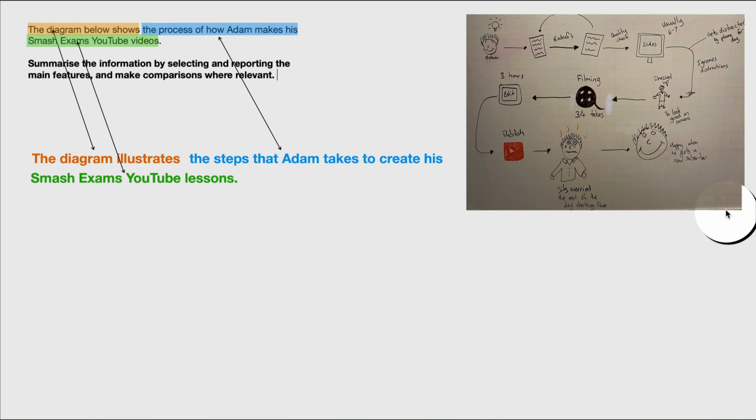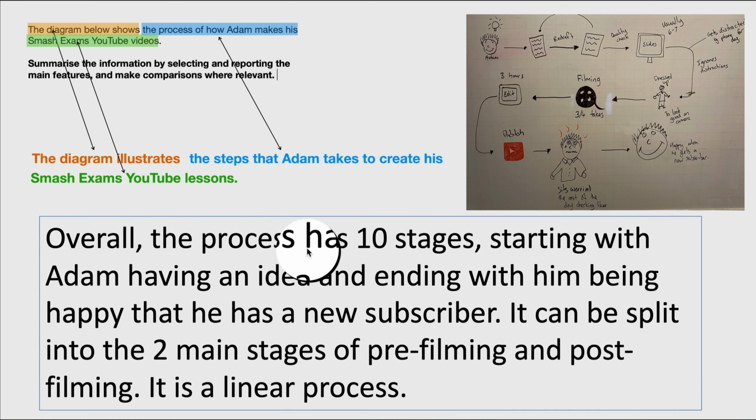The process diagram is slightly different. The diagram illustrates the steps that Adam takes to create his Smash Exams YouTube lessons. Overall, the process has 10 stages, starting with Adam having an idea and ending with him being happy that he has a new subscriber. It can be split into 2 main stages of pre-filming and post-filming.